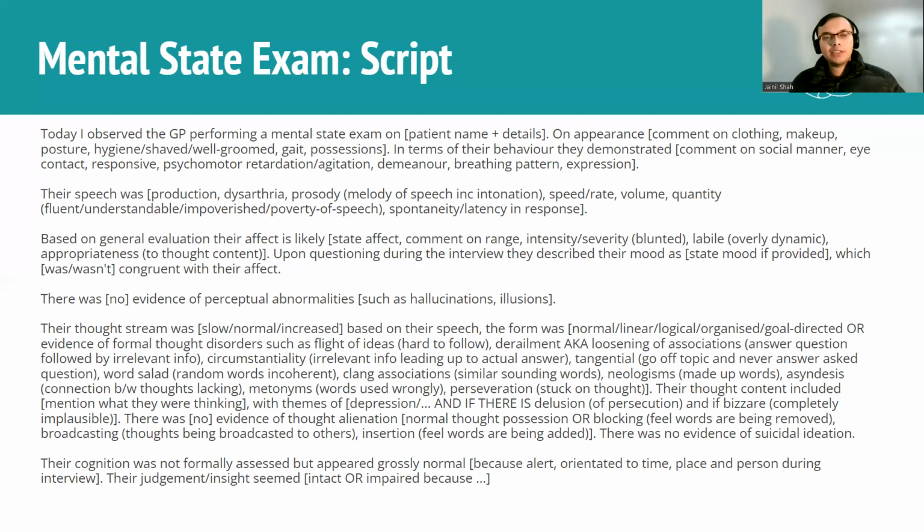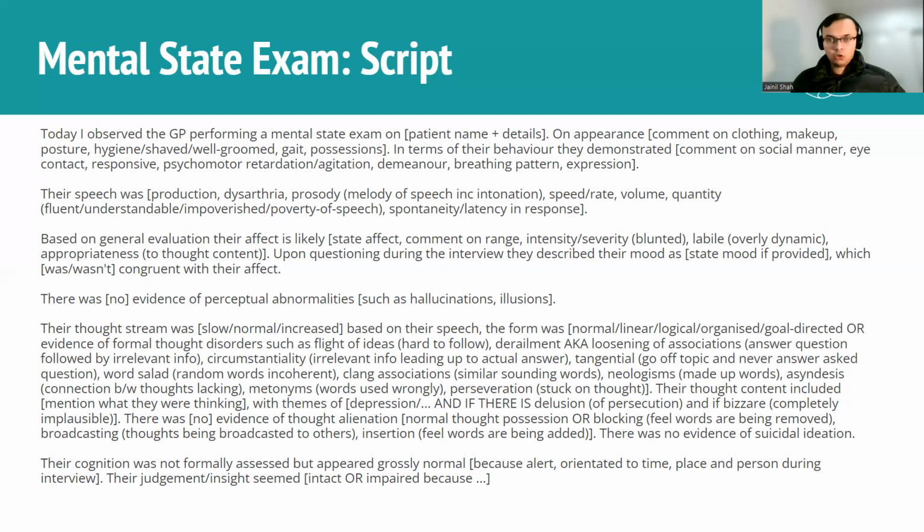And then you say that there was no evidence of perceptual abnormalities, or there was evidence, and that might be things like hallucinations, illusions, or delusions. Or the delusions you might include in thought content as well, or the thought section, and it doesn't really matter, it's totally up to you, as long as you include it somewhere. Their thought stream as well, you can mention whether it's slow, normal, increased, and again, that's based off their speech. And we talked about how that might not be the case in some scenarios where they're speaking very fast, but not necessarily thinking very fast, and therefore they have some incoherence to the speech.